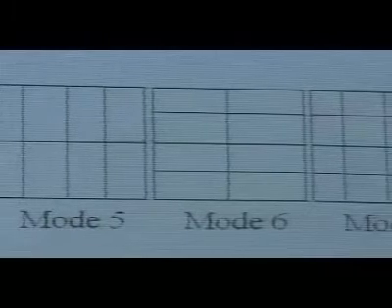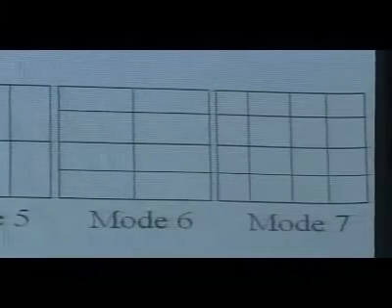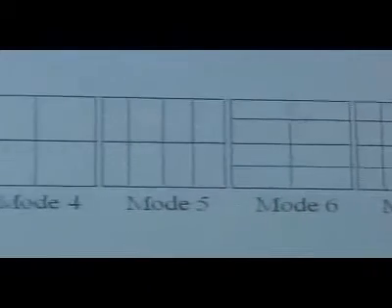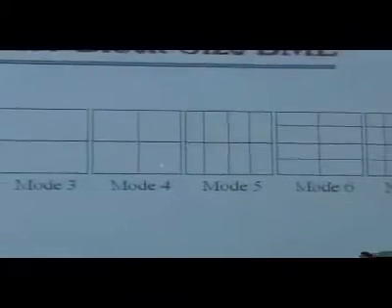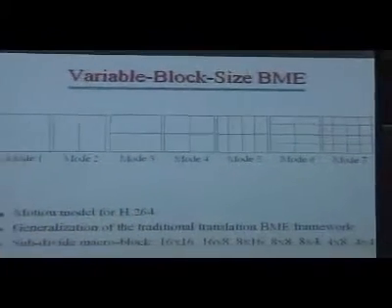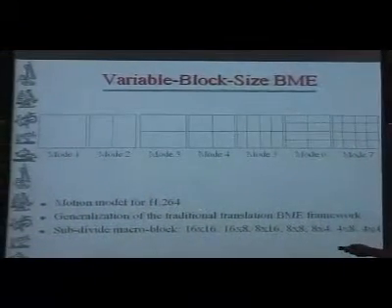And that's why sometimes you can improve by choosing this mode, searching this part independently of this part, or searching 4 parts independently, or searching 16 parts independently. So these are the modes. This is also the motion model for H.264.